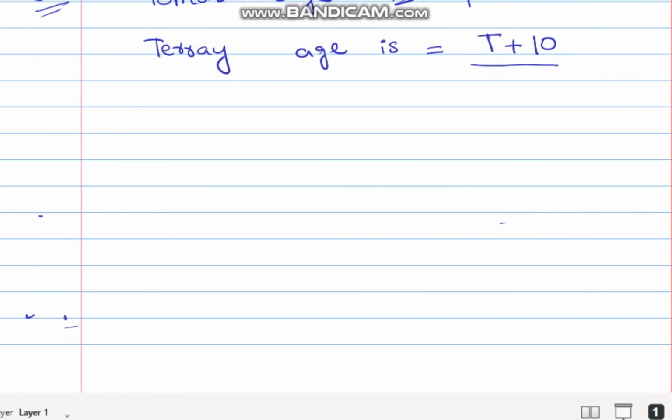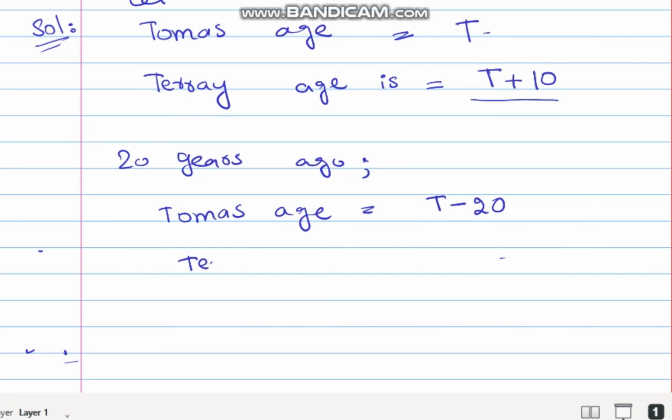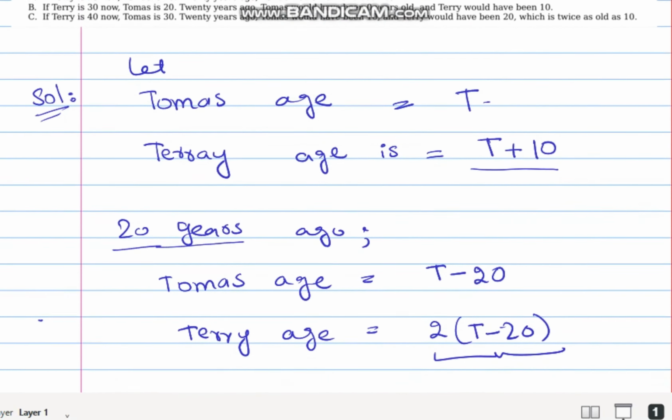Please, first of all, just write Thomas's age. Twenty years ago, what will be the situation? Thomas's age will be t minus 20. And in the question we are given that 20 years ago, Terry's age was 2 times Thomas's age. It's a very important point. I am just writing according to the question.